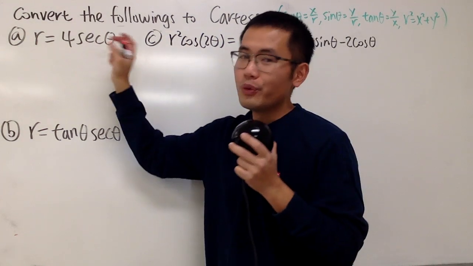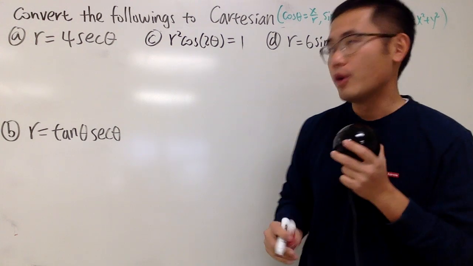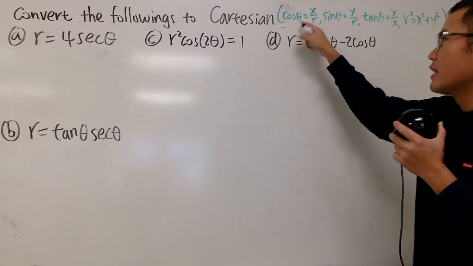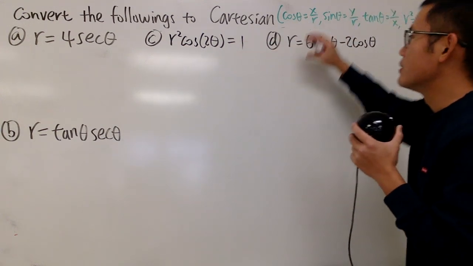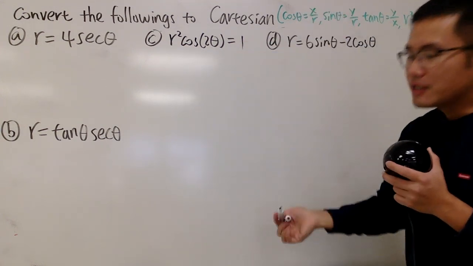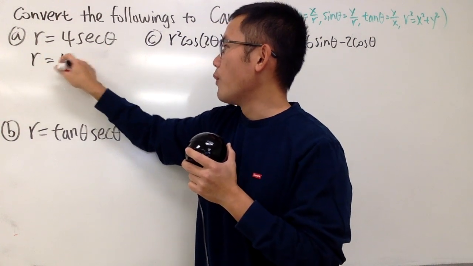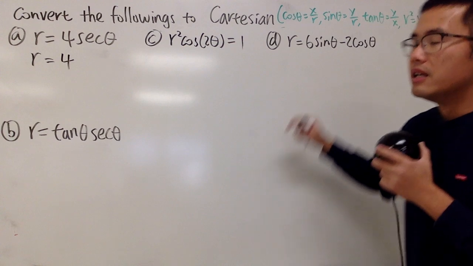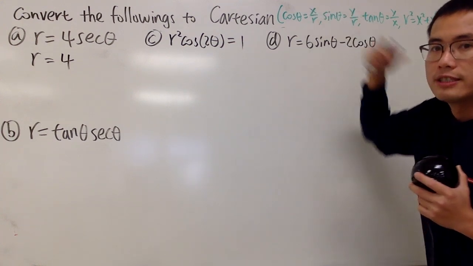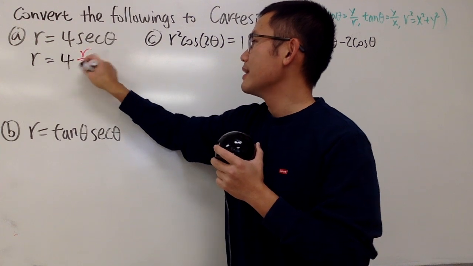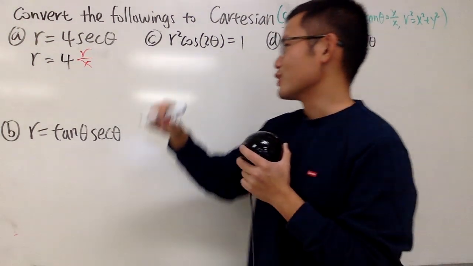We have r is equal to 4 times secant theta. Well, we see that this is cosine theta, and the connection between cosine and secant, of course, is just that we can take the reciprocal of this. So for this one, we can just write down r equals 4, but for the secant theta, take the reciprocal, so we end up with r over x for secant theta, like this. And of course, we can just work this out.